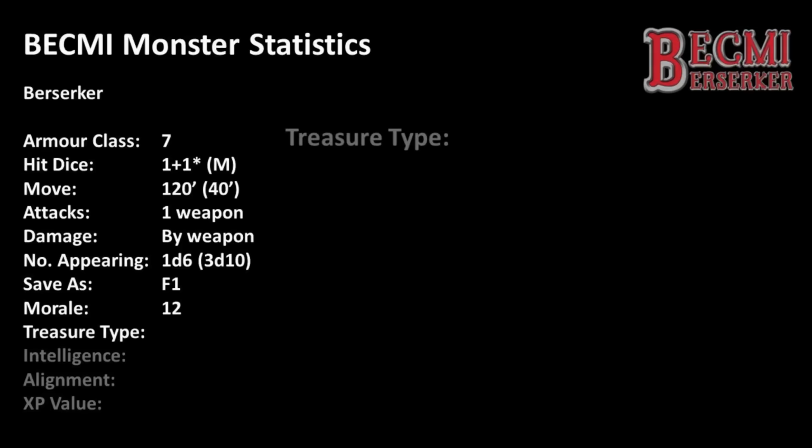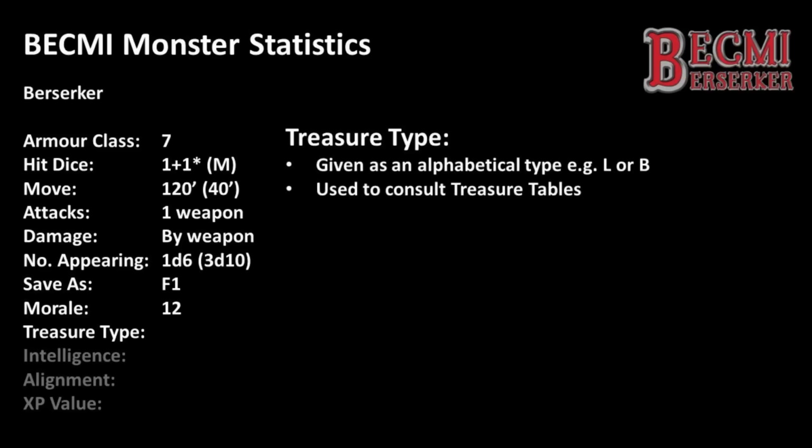Treasure type is an interesting monster statistic, as it offers a way to randomly determine how much treasure a monster is either carrying or has in its lair. It is represented as an alphabetical value or type, which can be used with what are called treasure tables to work out a monster's treasure.